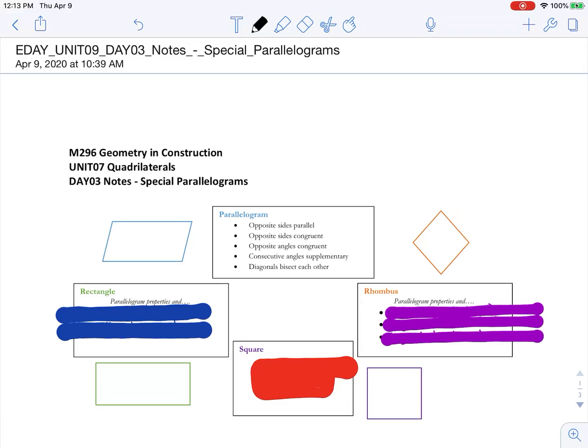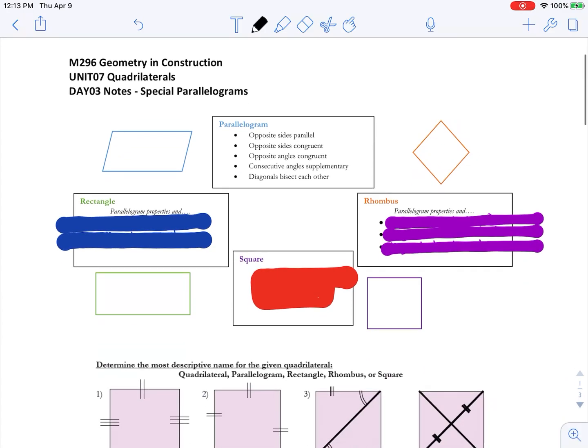Hi, welcome to lesson 3 for the chapter on quadrilaterals. We've talked about general shapes, we've talked about family trees, we've talked about parallelograms, and now we're going to talk about these special parallelograms. So if you recall from the family tree, that includes rectangles, rhombuses, and squares.